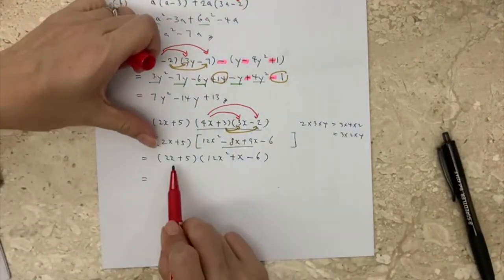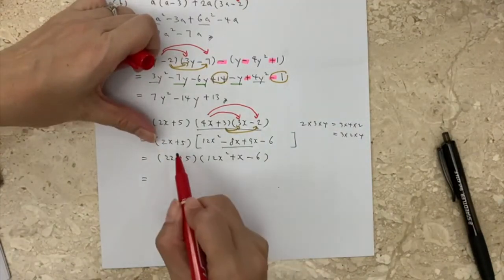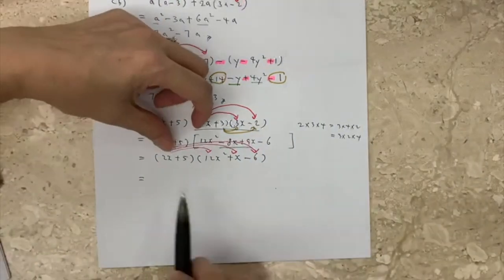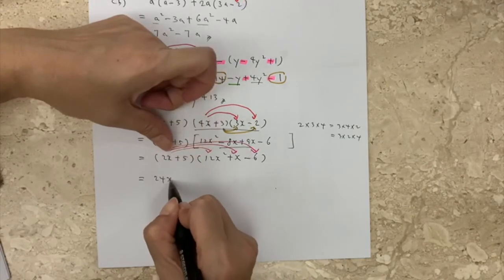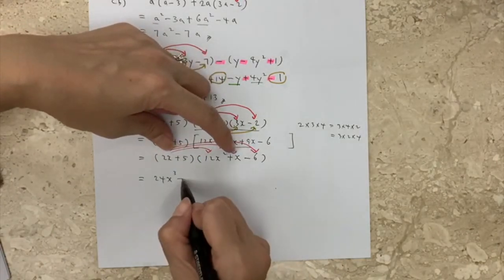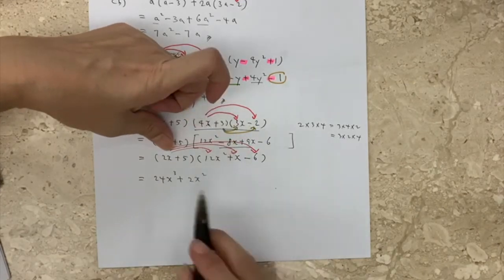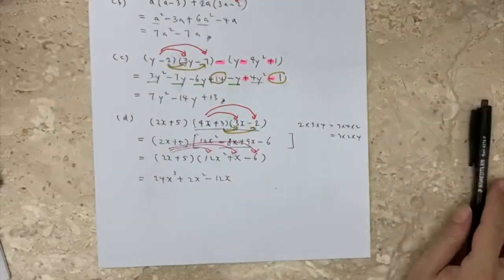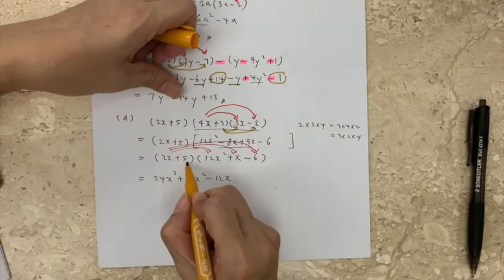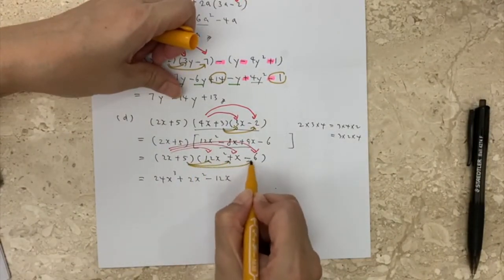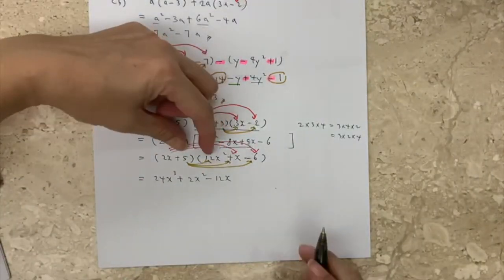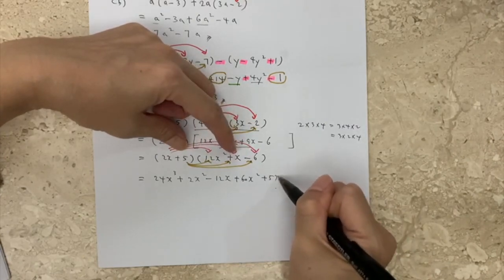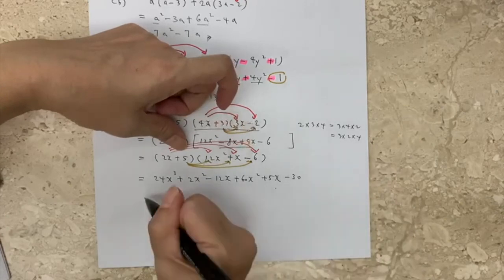Okay, so here we have another expansion. So this one times this one times this one. Okay, 2 times 12, 24x to the power 3. And then plus 2x squared, right? And then 2, this is minus 6, so that is minus 12x. Okay, so what's next? Then it comes to 5 like this. Okay, so 5 times 12, which is 60x squared, and then plus 5x, and then minus 30.